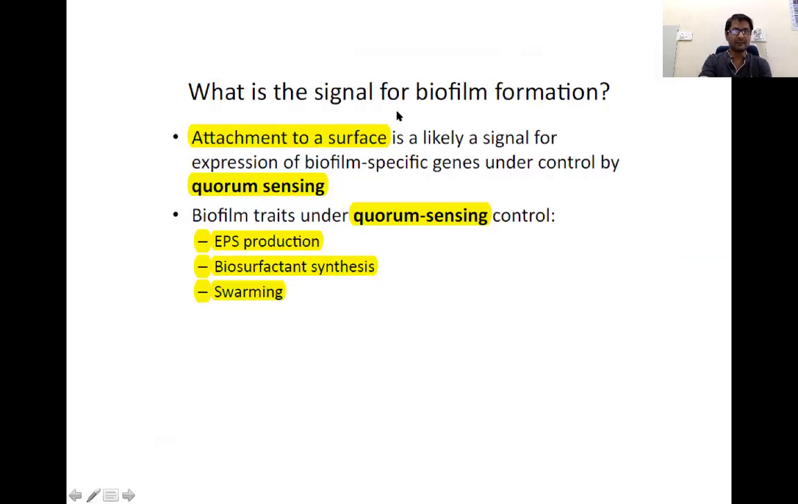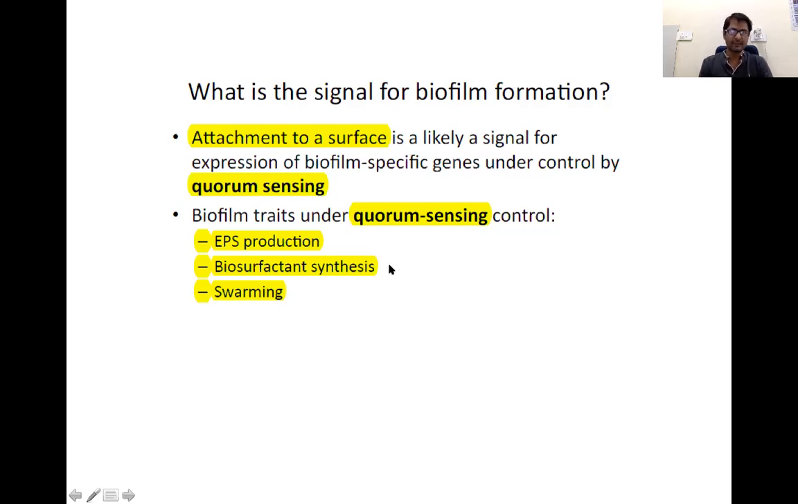so what is the signal for biofilm formation? That is what I was talking to you about: attachment to a surface is likely a signal for expression of biofilm-specific genes under control by quorum sensing. So biofilm traits under quorum sensing control are EPS production, biosurfactant synthesis, and swarming, right? So these are the traits which are controlled by quorum sensing.